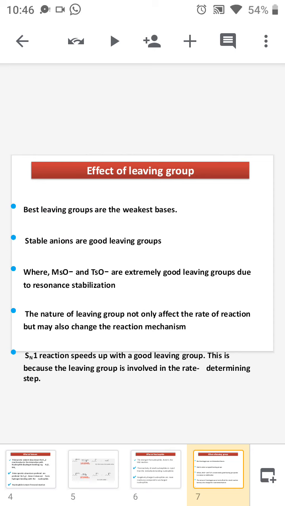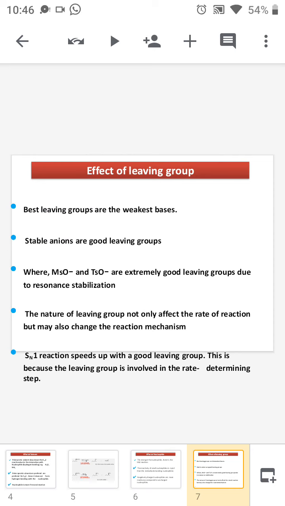So the best leaving groups are the weakest bases, and the best leaving groups are stable anions. In the case of MsO minus and TsO minus (mesylate and tosylate), they are extremely good leaving groups. This is mainly because they are resonance stabilized. So these two groups are used in neighboring group participation, and the reactivity and the yield is more than 100 if you are using these two leaving groups in neighboring group participation.